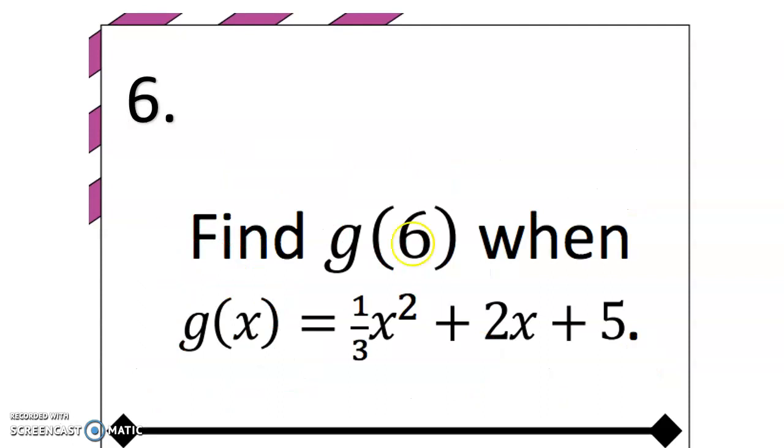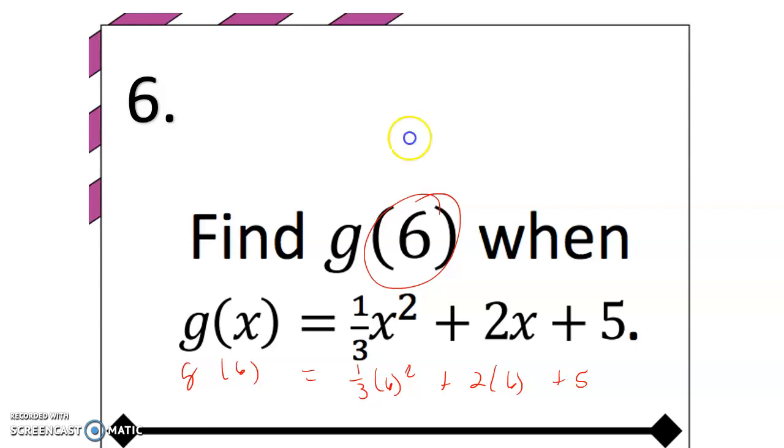Find g of 6. So again, I'm going to input 6. G of 6 equals 1/3 times 6 squared plus 2 times 6 plus 5. Notice these problems are slightly more challenging, just to up the rigor just a little bit for you, but same process.